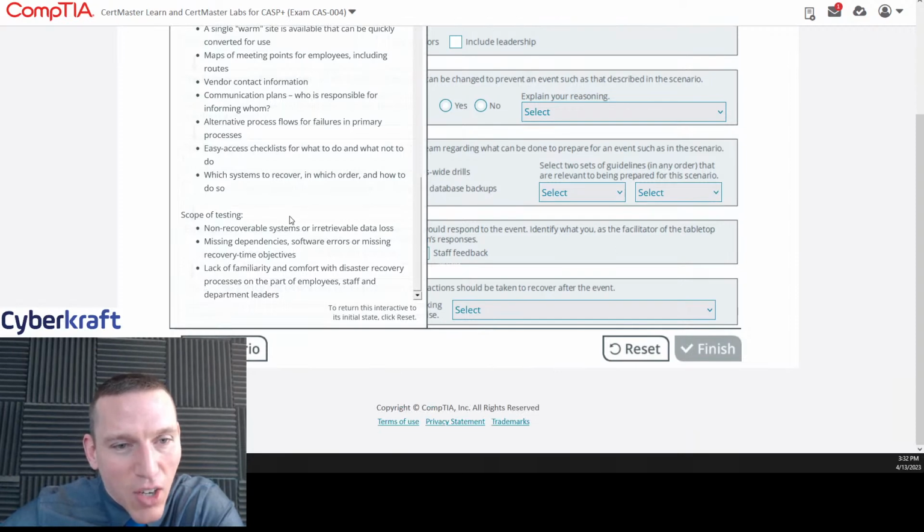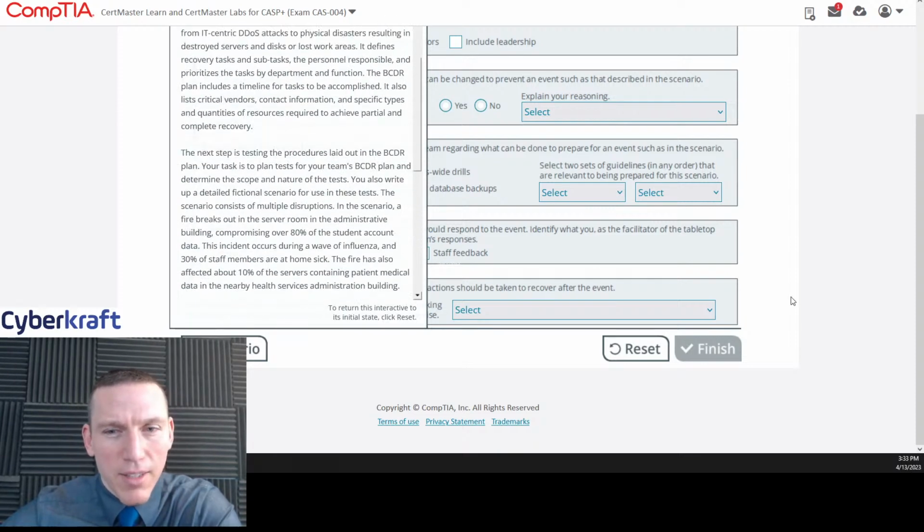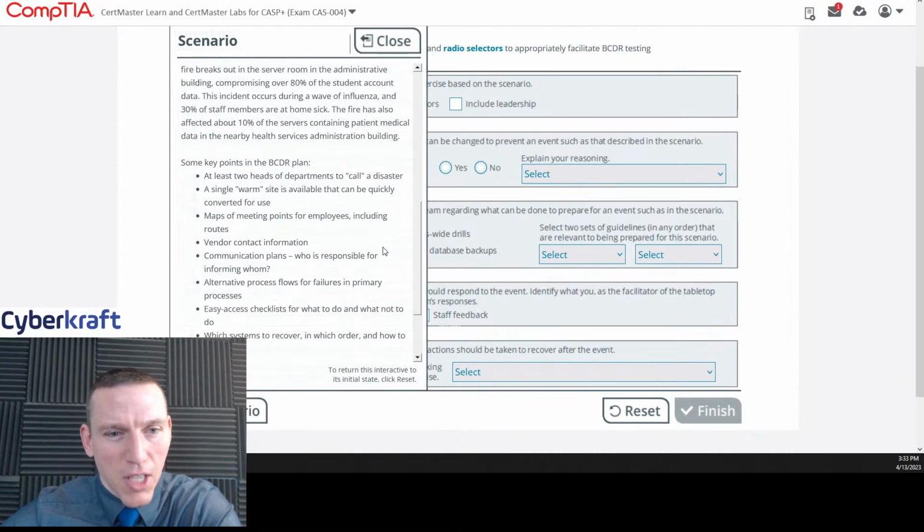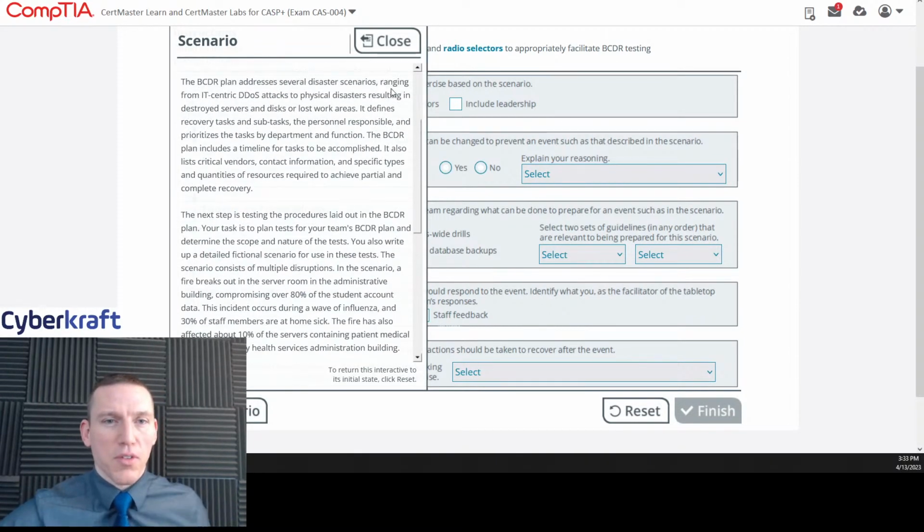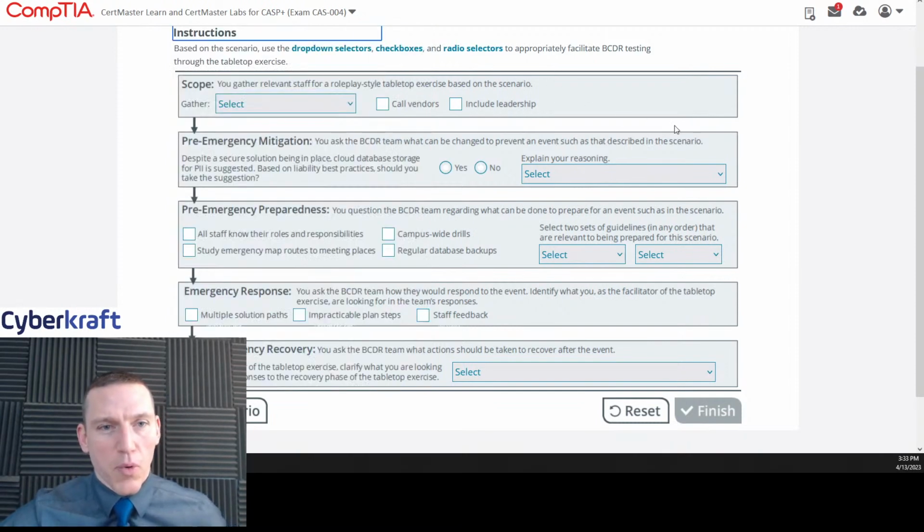The scope of the testing: non-recoverable systems or irretrievable data loss. What the heck does that mean? Missing dependencies, software errors, or missing recovery time objectives. Lack of familiarity and comfort with disaster recovery processes on the part of the employees, staff, or department leaders. So this is what we're trying to test for? That doesn't make sense, really. Okay, let's just see what the dropdowns are. This is a lot. This is looking like one of those logic puzzle type questions.